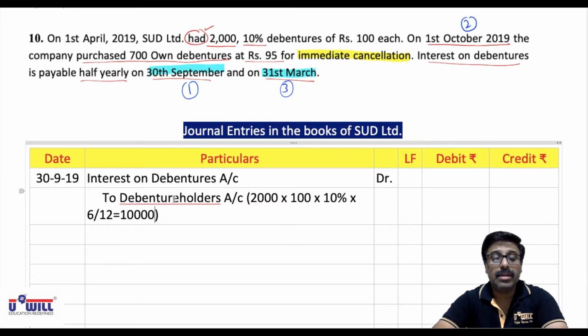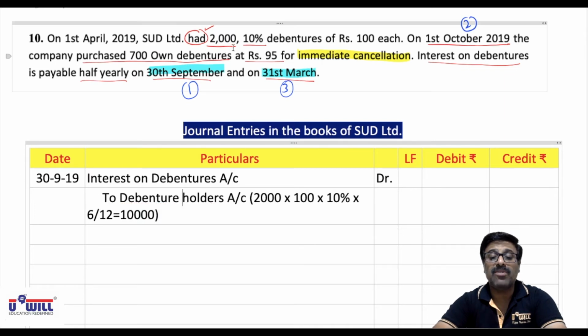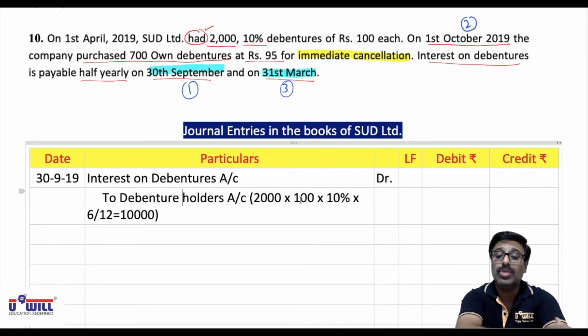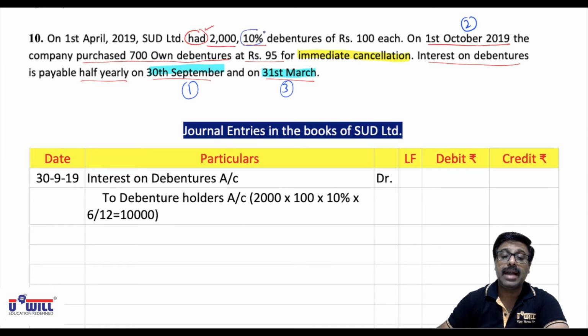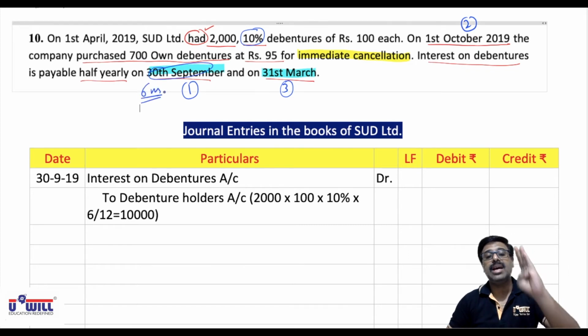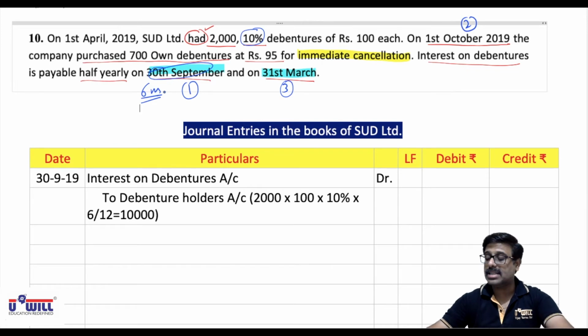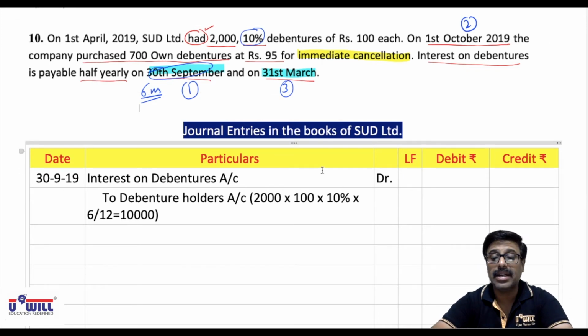I repeat it. There are 2000 debentures of rupees 100 each. So 2000 into 100, 2 lakhs is the face value. 10% is the rate of interest. And on 30th September, you'll be paying the interest for 6 months. Which 6 months? April, May, June, July, August, September. So for 6 months, the interest would be into 6 by 12, 10,000.